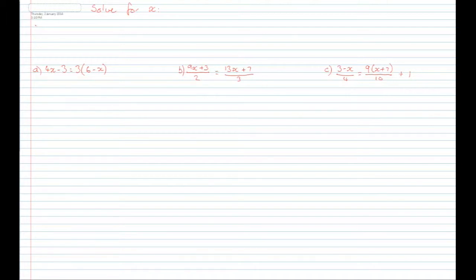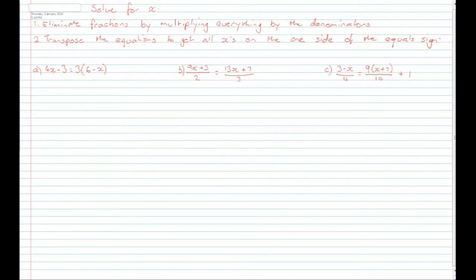The first one is this. 1. Eliminate fractions by multiplying everything by the denominators. 2. Transpose the equations to get all x's on one side of the equal sign. Doesn't matter what side it is, left or right. And 3. Write out the story of what is happening to the x and work backwards just like we did before. Right, so the first question says 4x minus 3 is equal to 3 bracket 6 minus x.